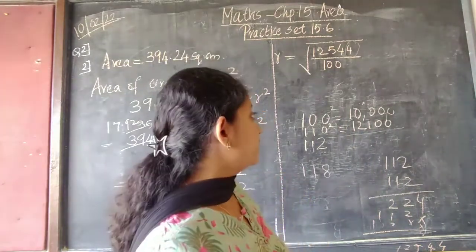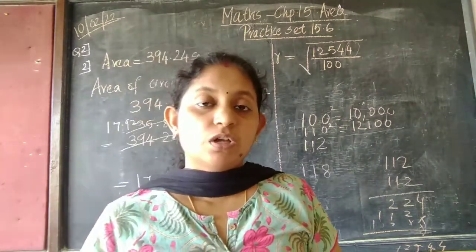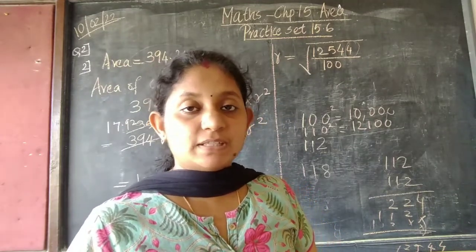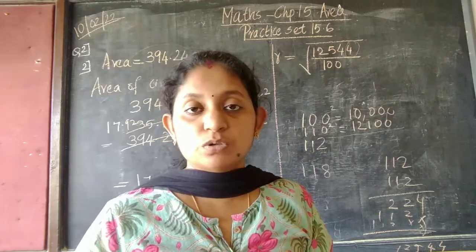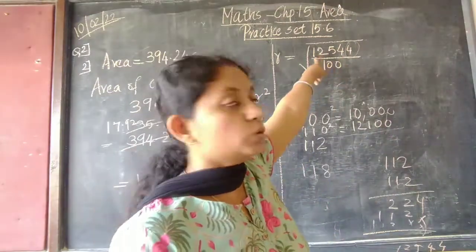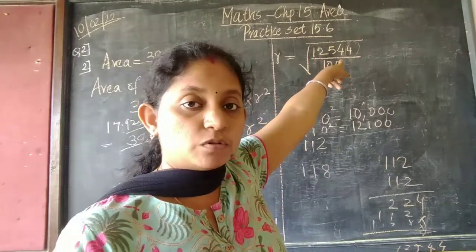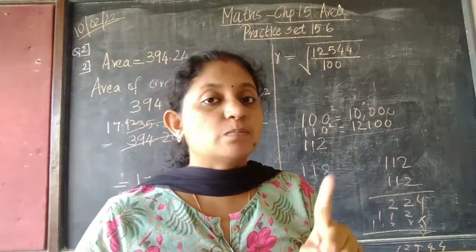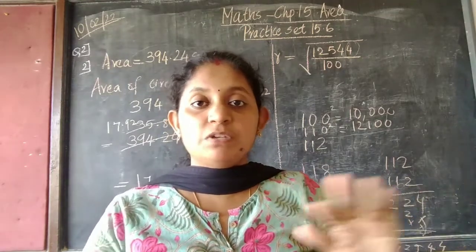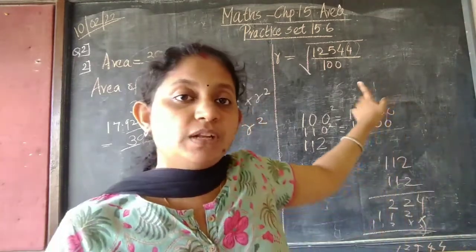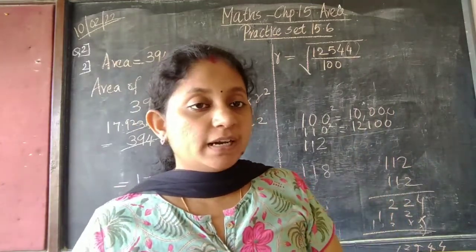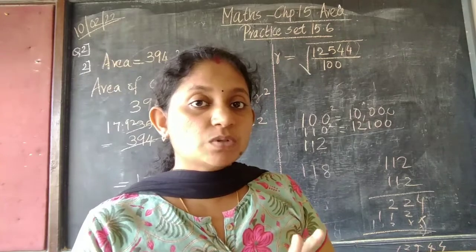Just check, 100 square is 10,000. So 110 square, how much? 121 is 11 square. So if you put 2 zeros after 121, you get 12,100. So you are very near to this number 12,544. That means the number is more than 110. Between 100 and 110, none of the numbers will give the answer. So it is more than 110, and after 110 it is very near; we have reached 12,100.